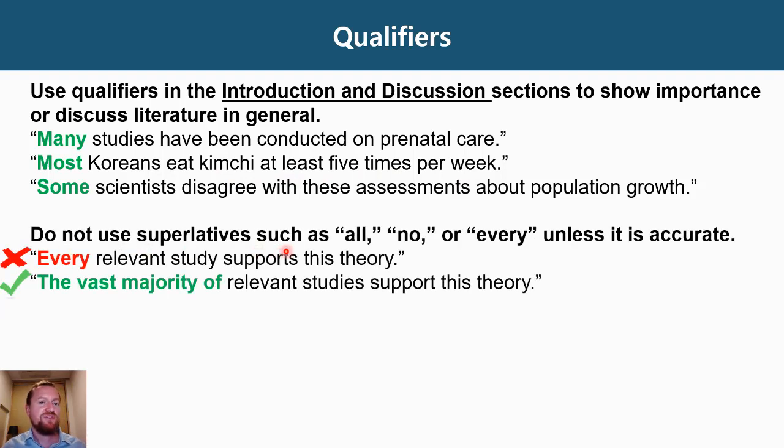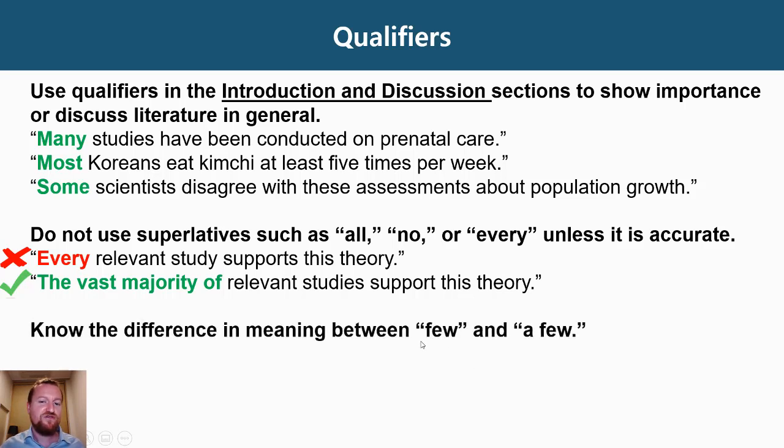However, do not use superlatives such as all, no, or every unless you are 100% certain that this is true, right? It's a science. We don't want to boast or make large claims that we can't back up. So saying every relevant study supports this theory, well, perhaps not. So you might say the vast majority of relevant studies support this theory, or every relevant study we could find. You might want to qualify this, but just saying every or all, often that's not going to be true.